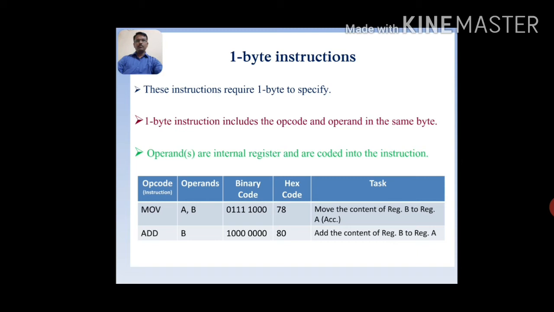In both examples, a single byte is required to specify the opcode, meaning the task to be performed, and the data to be operated on, meaning the operand.